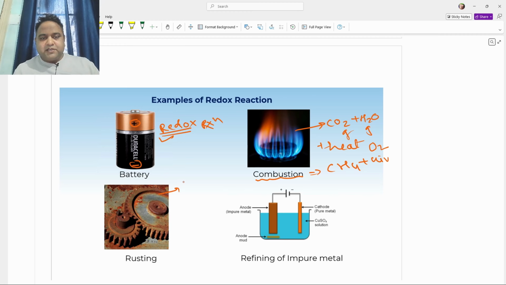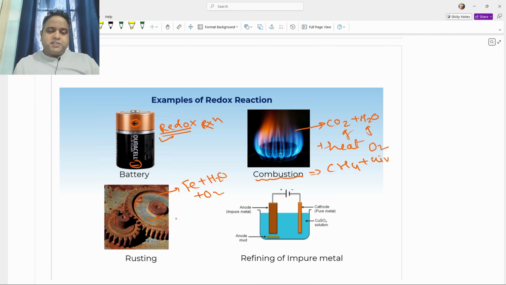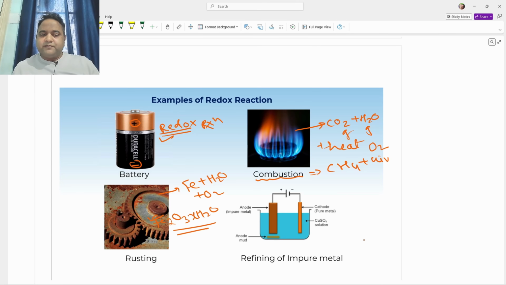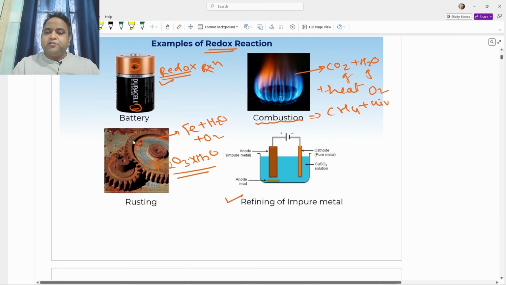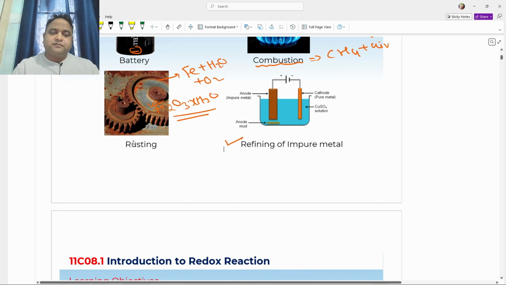Rusting of iron is also an example of redox reaction. Iron chemically combines with water and air. The upper surface of iron turns reddish brown in color and its formula is Fe2O3.xH2O. Rusting of iron is an example of redox reaction. Refining of impure metal into pure metal can also be done by using redox reaction.